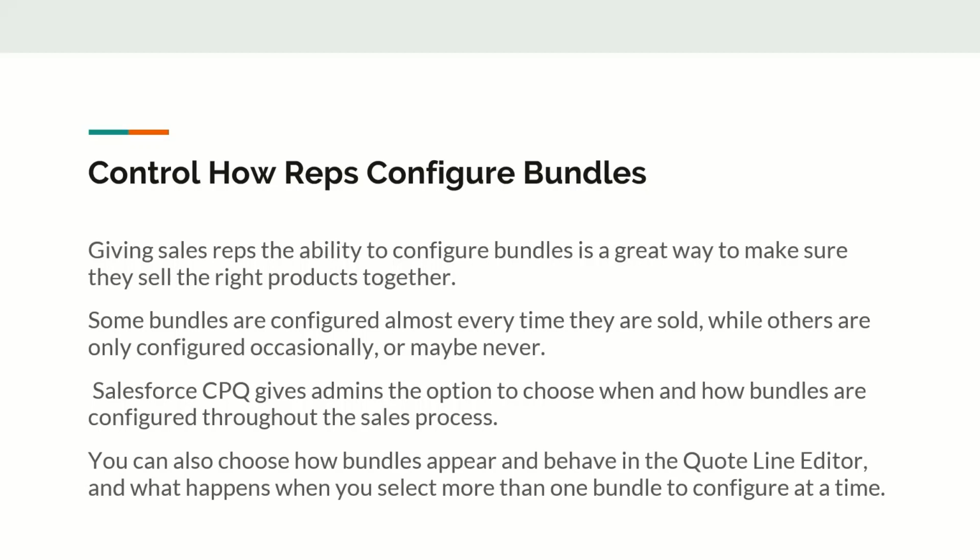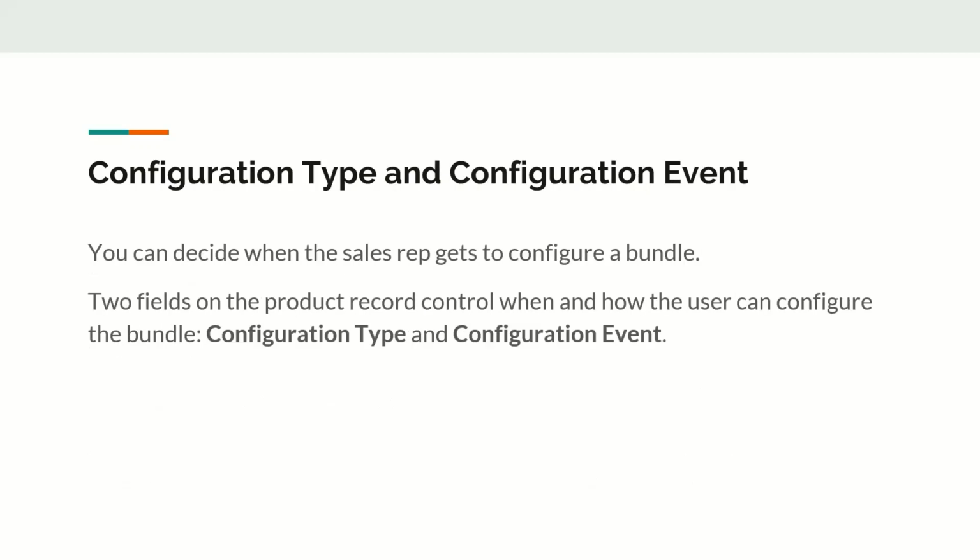In that case, this is where configuration event and configuration type come into the picture. These are two fields on the product. Salesforce CPQ gives the admin the option to choose when and how bundles are configured throughout the sales process. You can also choose how bundles appear and behave in the quote line editor, and what happens when you select more than one bundle to configure at a time. Next are configuration type and configuration event. These are two picklist fields, and they are dependent fields.